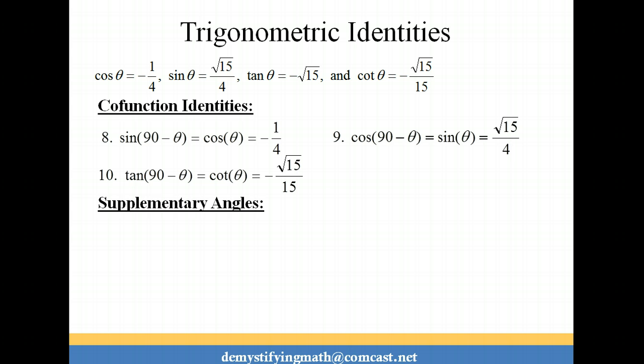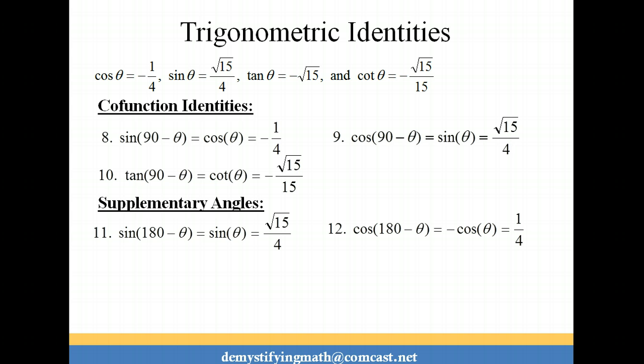Next, we're going to look at some supplementary angles. The sine of 180 minus the angle is equal to the sine of the angle, so we have the square root of 15/4. The cosine of 180 minus the angle is equal to the negative of the cosine of the angle, which is 1/4.